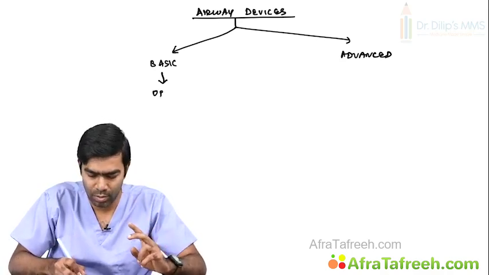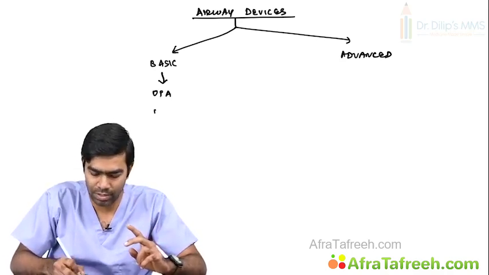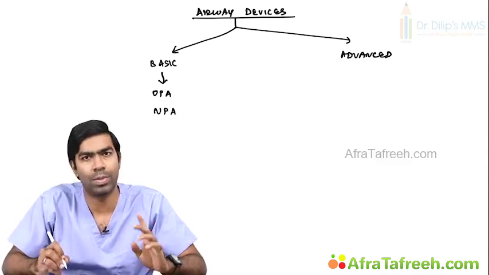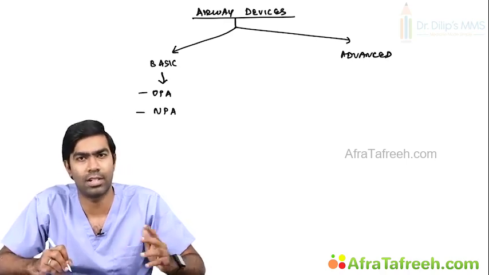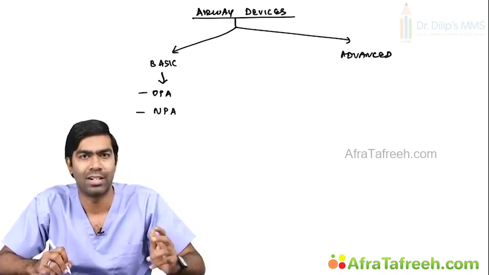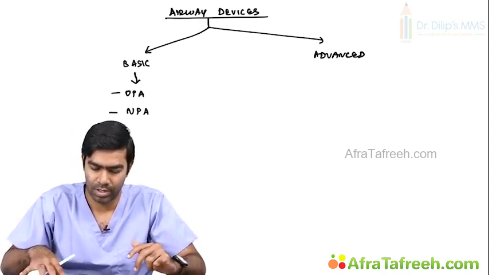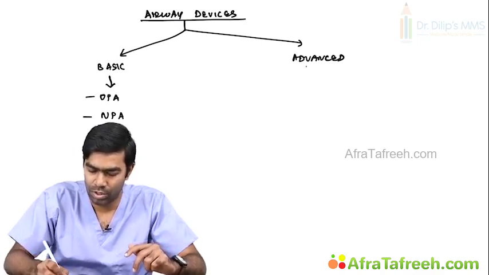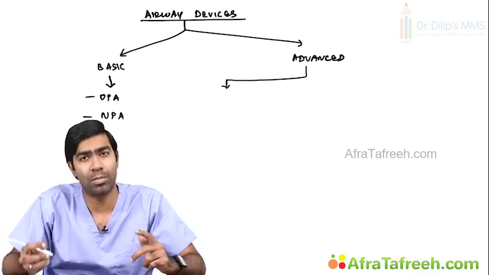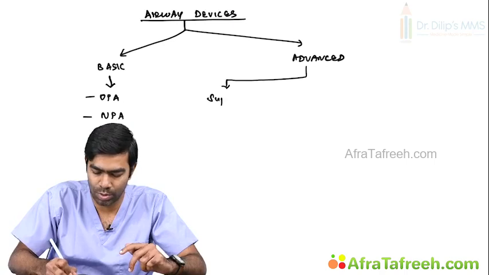There are only two basic airway devices. One is the oropharyngeal airway and the second one is the nasopharyngeal airway, OPA and NPA. Each has its unique advantages and disadvantages, which we'll see in some time. And probably you have a lot of advanced airways also. Advanced airways can be classified into those that are placed above the glottis. These are referred to as supraglottic airways.